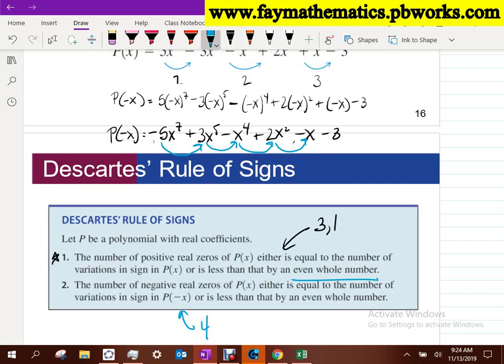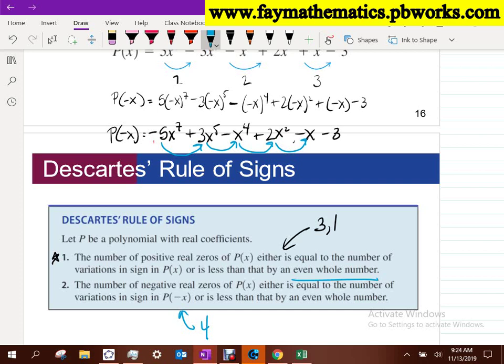So the number of negative zeros of P of x is either equal to the number of variations in sign for P of negative x, or is less than that by an even whole number. Okay, less than that by an even whole number. Well, when they say that phrase, you're going to start subtracting from your initial value 2, and then 4, and then 6, and then 8, and then 10, and then 12. You keep subtracting out multiples of 2, essentially, right? Until you get down to 1 or 0.